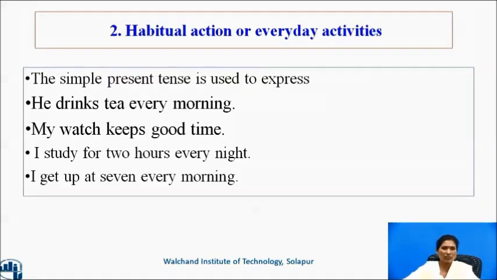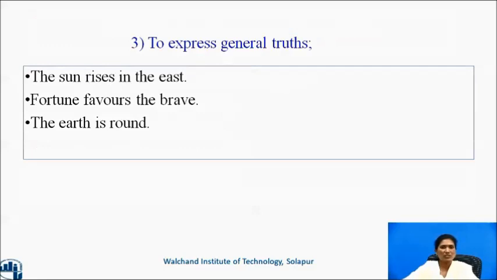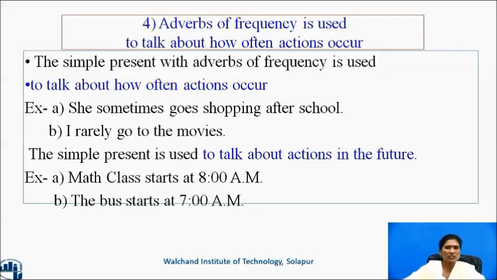Habitual: to show habitual actions or everyday activities. The simple present tense is used to express everyday habitual actions. He drinks tea every day. My watch keeps good time. I study for 2 hours every night. We use simple present tense to express general truth. The sun rises in the east. Fortune favors the brave. The earth is round.